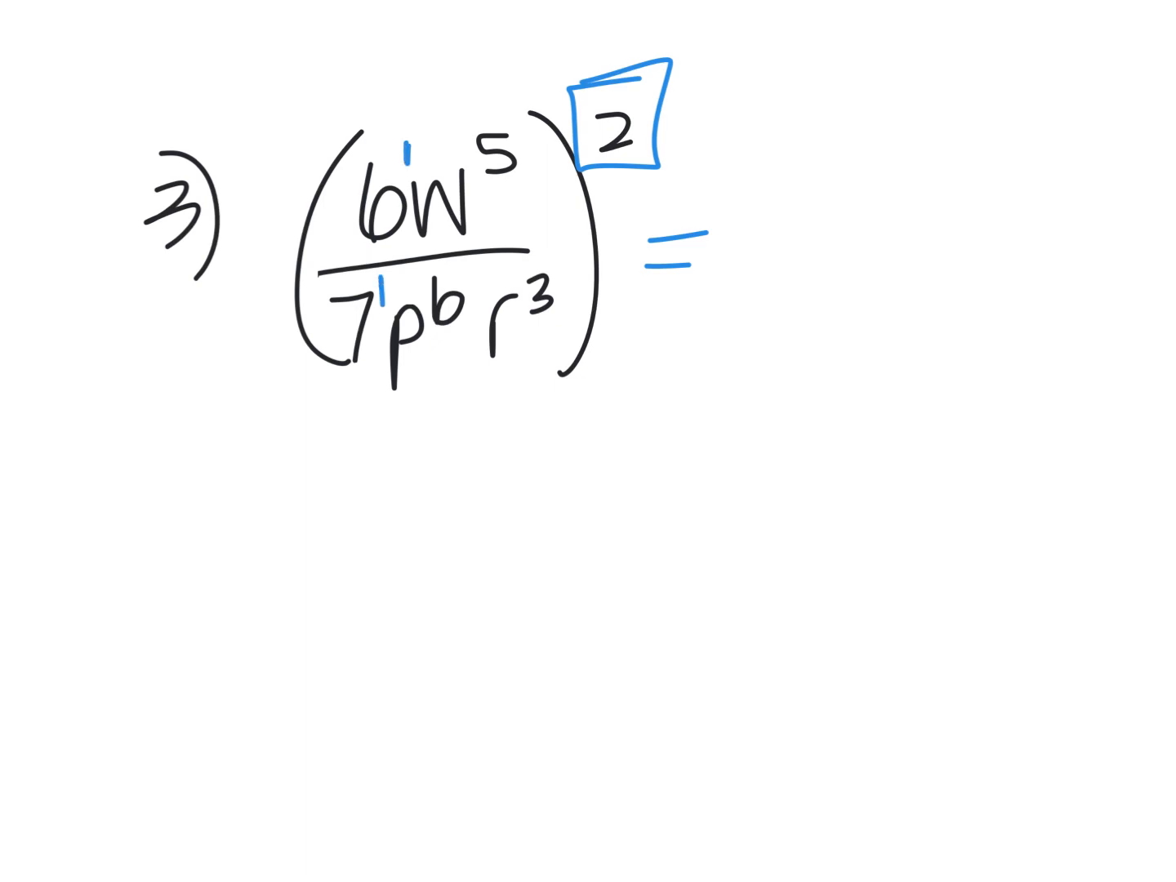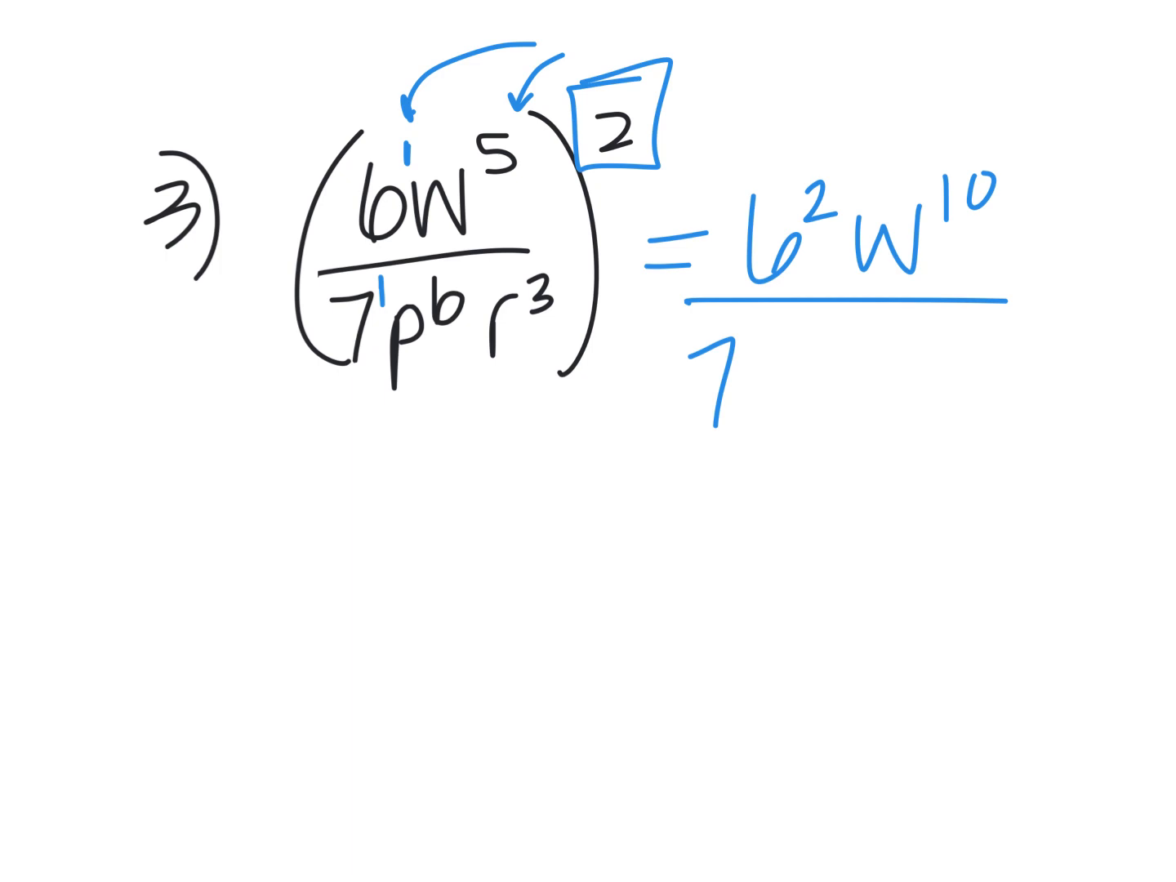So everything times 2. So 6 to the first times 2 would be 6 squared. And then w to the 5th times 2 would be w to the 10th. Then we'd have 7 squared. And then p to the 6th, 6 times 2, so it'd be p to the 12th. And then r to the 6th.